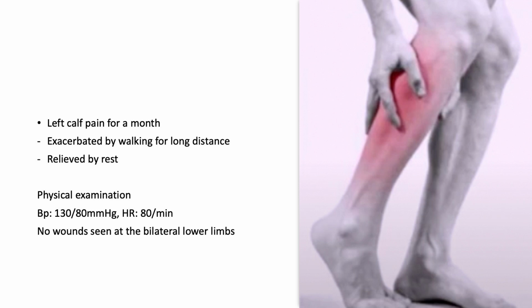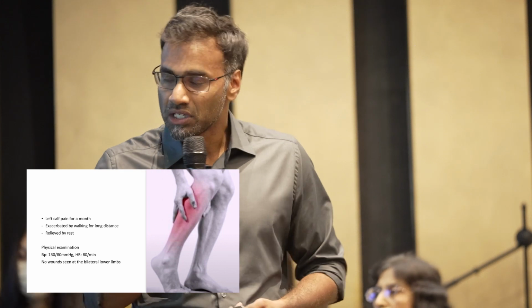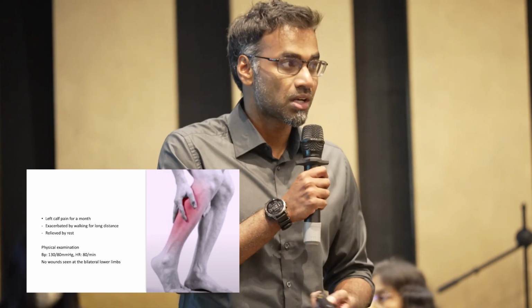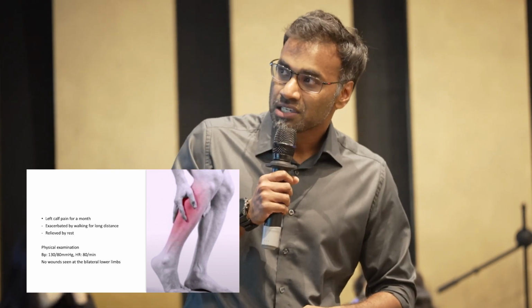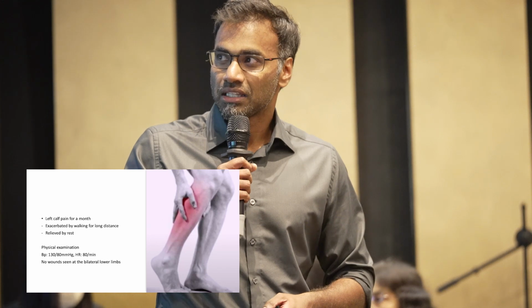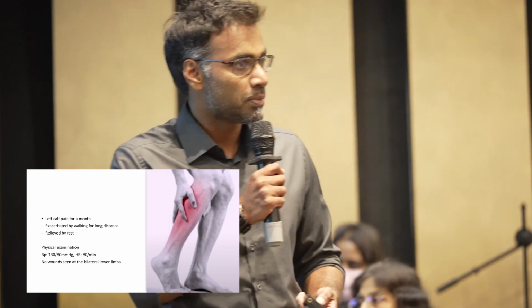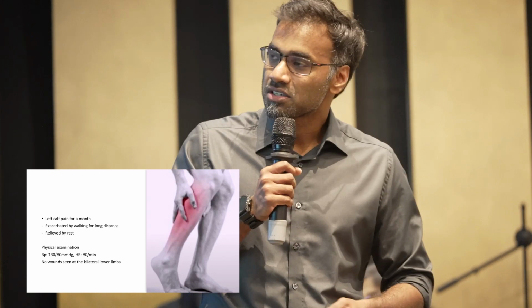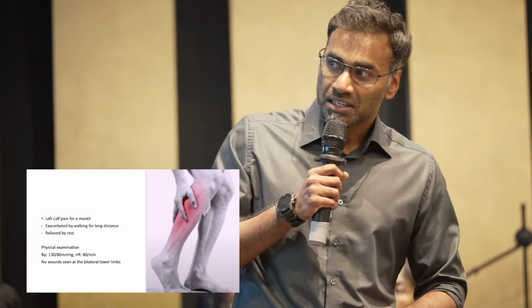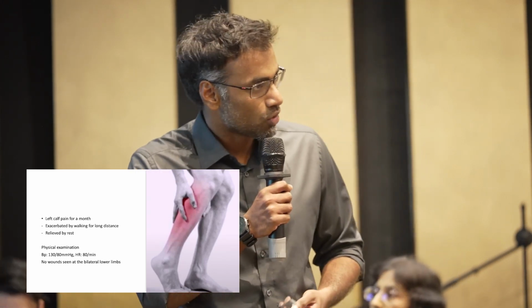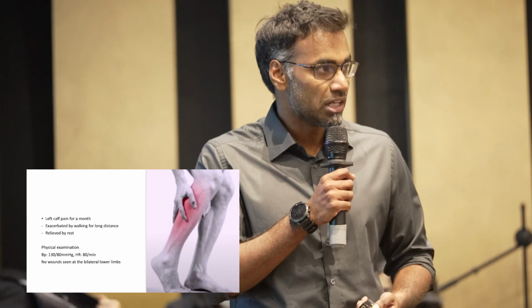So this gentleman is actually fairly active. He goes for walks at least 2 to 3 times a week at the running track. He does about 3 to 5 rounds, which comes up to about 2 km. But he says for the past 1 month, he's been noticing that he has to stop at the 2nd or 3rd round. He has to rest for a little bit before continuing his walks. On physical examination, we don't see any gross abnormalities in both of his lower limbs. So what should we do next for this gentleman?